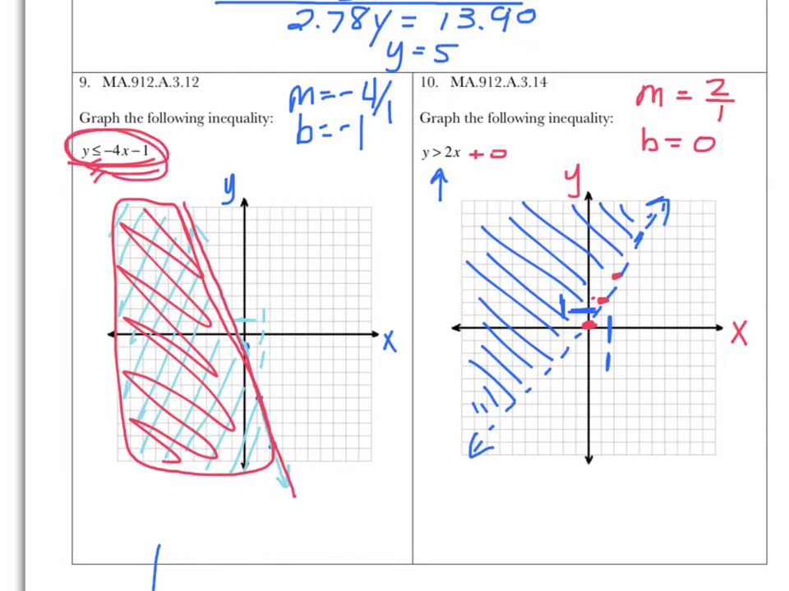this inequality. Versus over here in number 10, anything that's in this blue region that I'm now circling or shading pink, anything in that region is going to be a solution to the inequality. But if the point is on the line, it is not a solution to the inequality. That's why it's indicated with the dot.